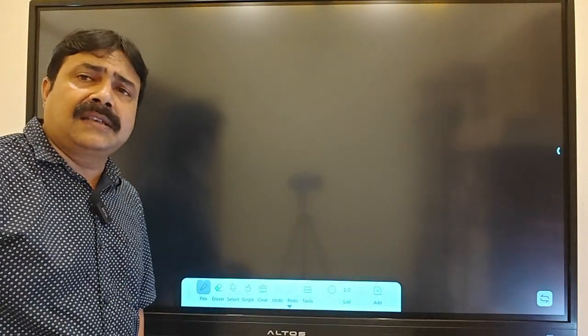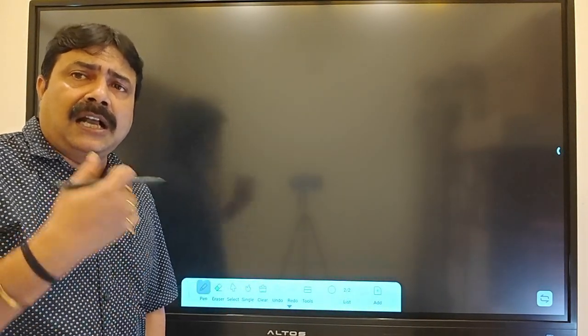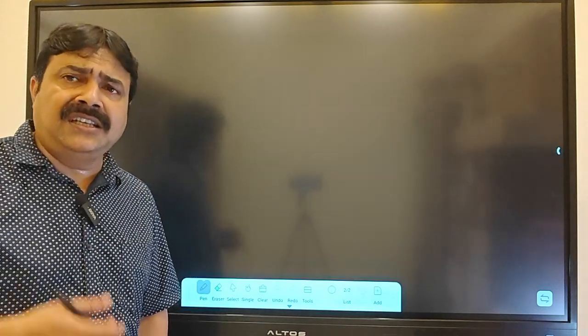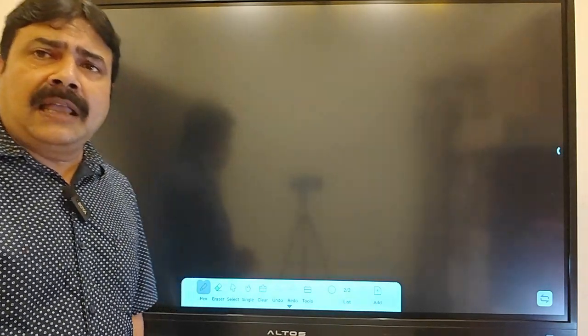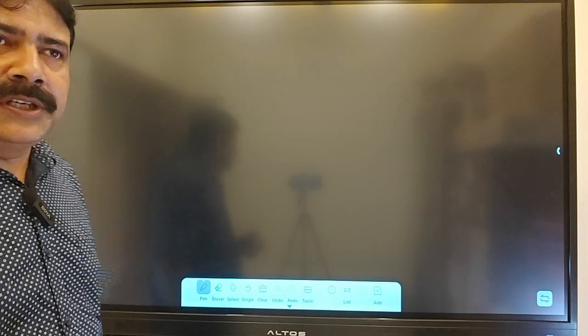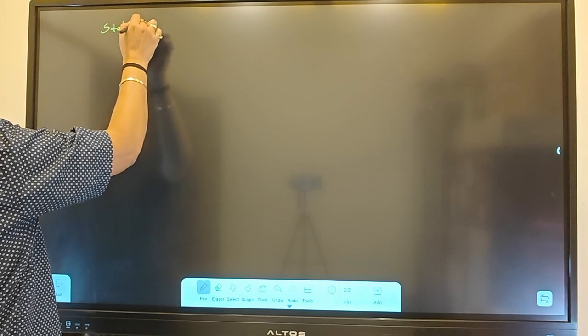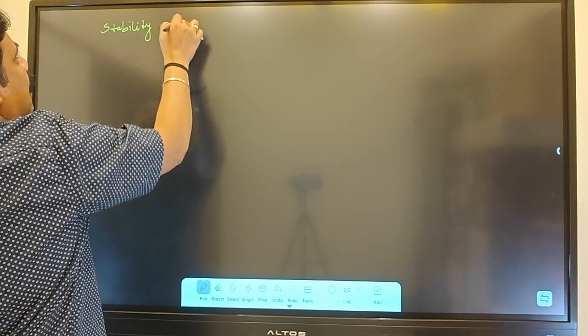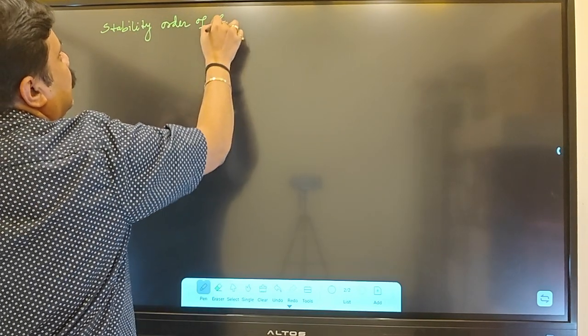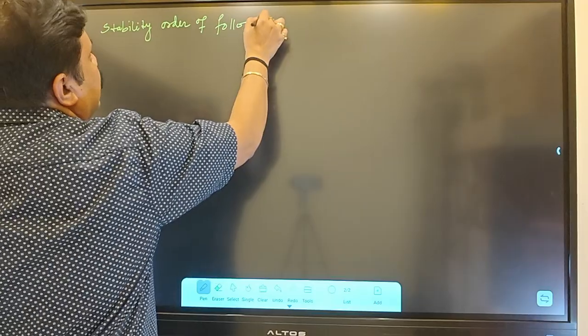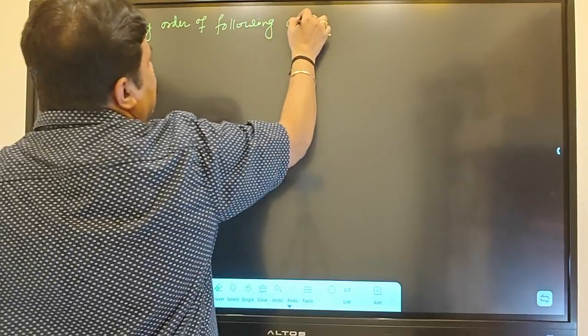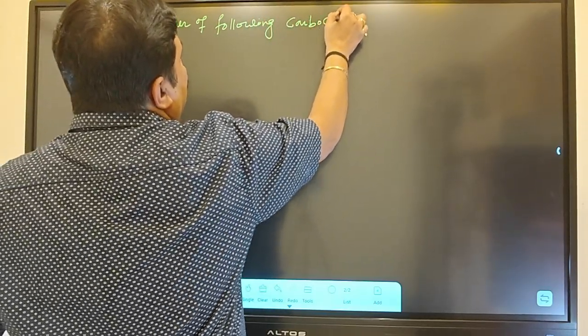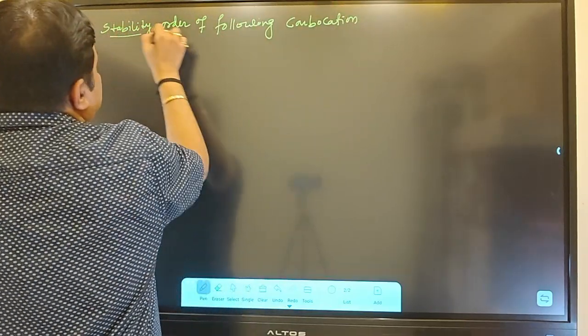Then I am taking a few examples, and in terms of hyperconjugation, aromaticity, all those points, I am giving and asking the stability order. Suppose I am giving you this question: stability order of the following carbocations. If I am asking like this, the stability order of the following carbocations, look at it very carefully.